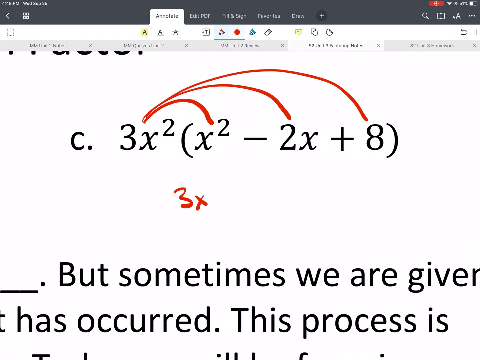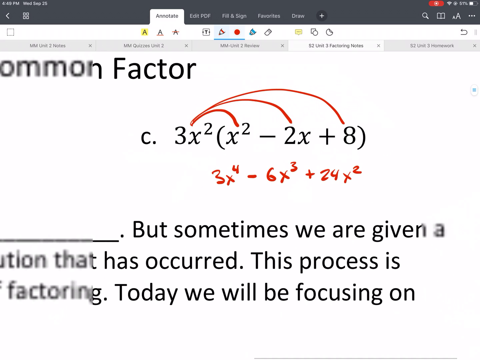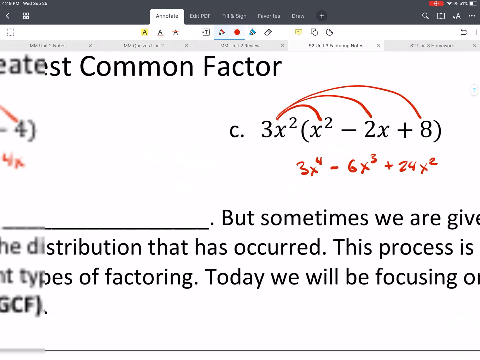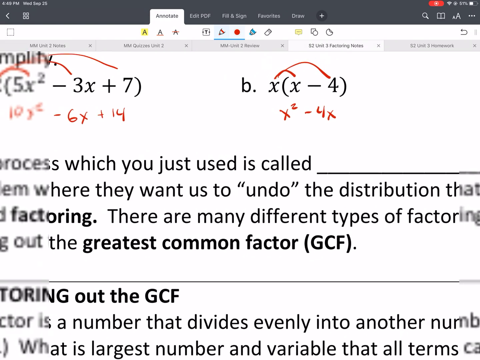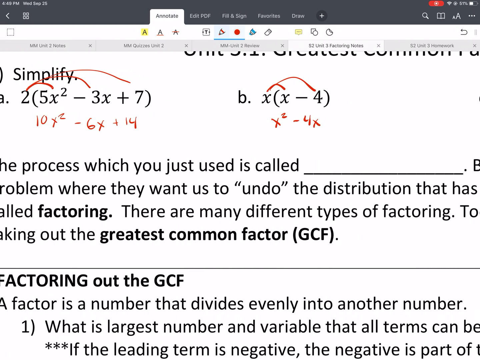That would give us 3x to the fourth. So remember, if we have the same bases and we're multiplying, we add those exponents. That's exponent rules. So that would be minus 6x to the third plus 24x squared. Okay, so we went over this a lot with exponent rules and multiplying polynomials and things like that. Okay, so the process that we just did is called distribution.